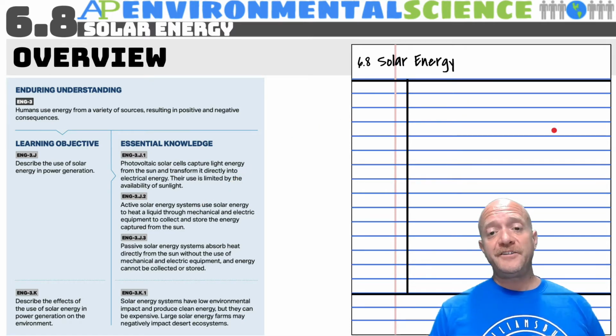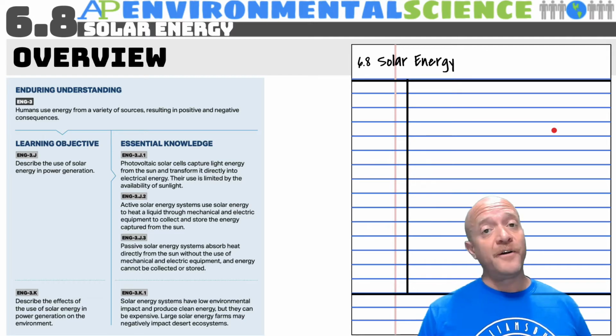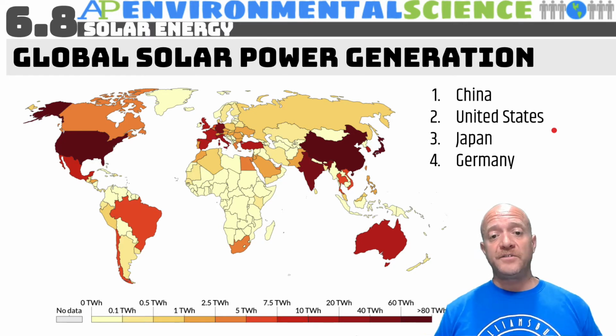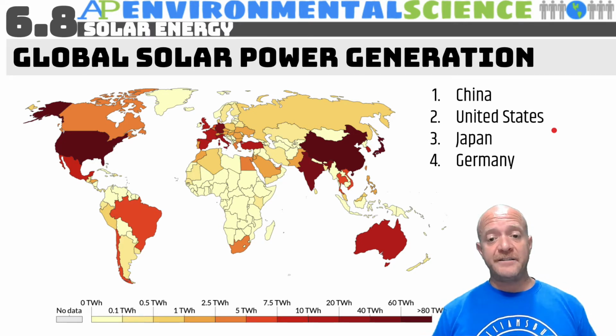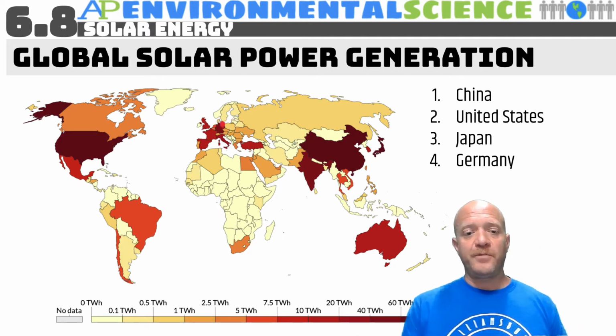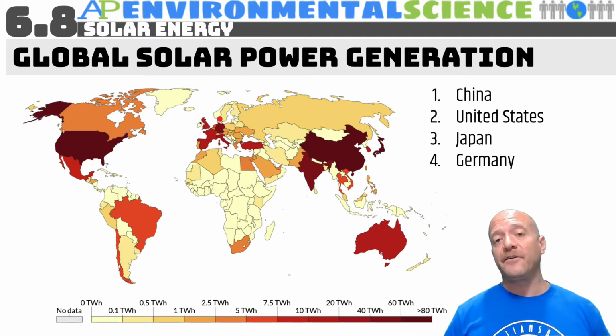So, solar energy is just energy that comes from the sun. And globally, these are the leaders in global solar power generation. China's number one, United States is second, Japan third, and Germany, which is kind of a shocker. Germany is actually fourth place. It is a world leader.